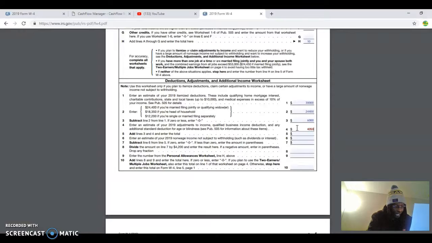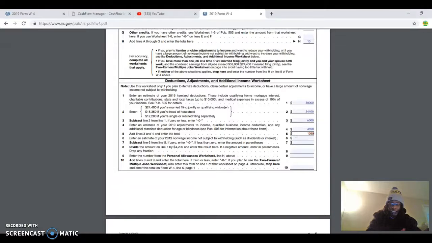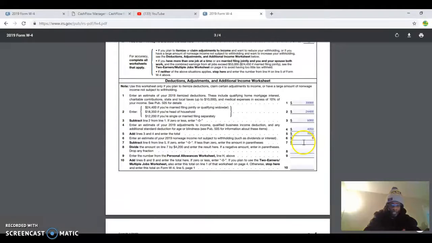So you enter that. Okay, on line 5 it says add line 3 and 4. I got 10,050. Yours will be different, or it might be the same depending on if you got what I got, but that's what your number should be. Line 6 says enter an estimate of your non-wages. Like I said, those are dividends, investments, stocks. You know, I have none. I entered 0 right there.